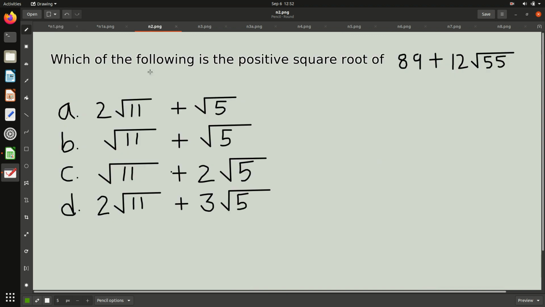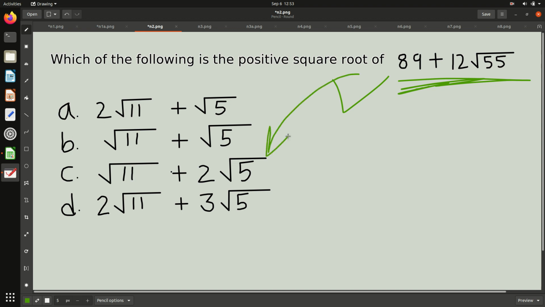So this is the question. Pause the video and try. Now see, this question is very simple, but here also the tricky part is that we do not have to solve this question. No need to solve it. With the help of just these options, we will try to get the answer. So one by one, we will try each option. The question is, which of the following is the positive square root of this? So we have to find the root of this, and one of these 4 options will be the root of this number. So we will do it in reverse.